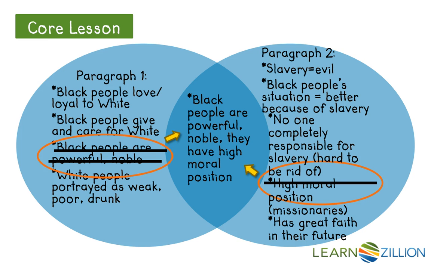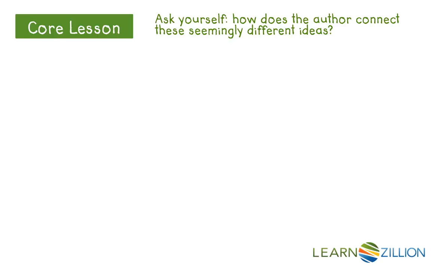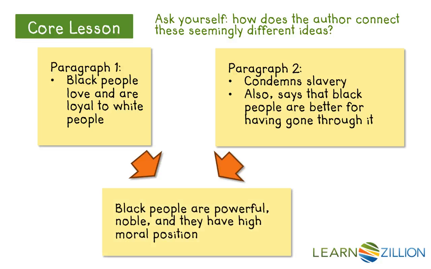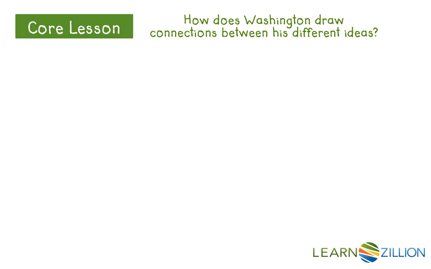So now let's remember that the final step is to ask yourself, how does the author connect these seemingly different ideas? In this case, the seemingly different ideas were on the one hand that the black people love and are loyal to white people, and on the other hand that slavery is evil, and that black people are better for having gone through it. So how does Washington connect them? With the common thread that black people are more powerful than white, that they have high moral position. So this leads us back to the original text-dependent question, how does Washington draw connections between his different ideas?